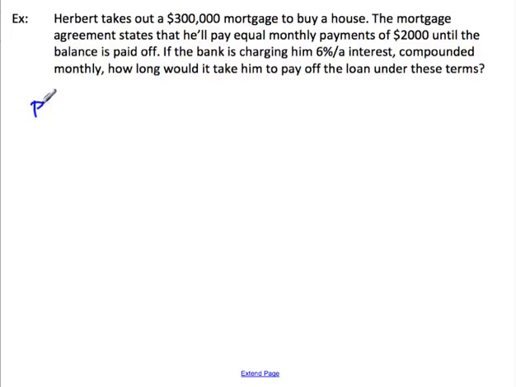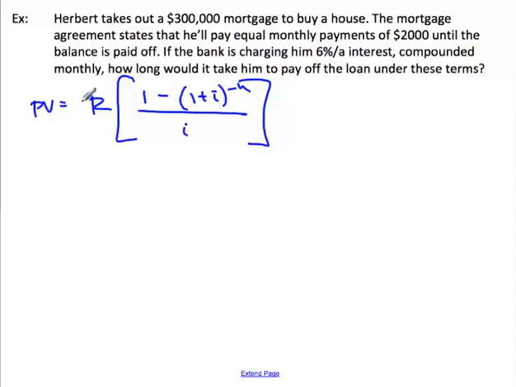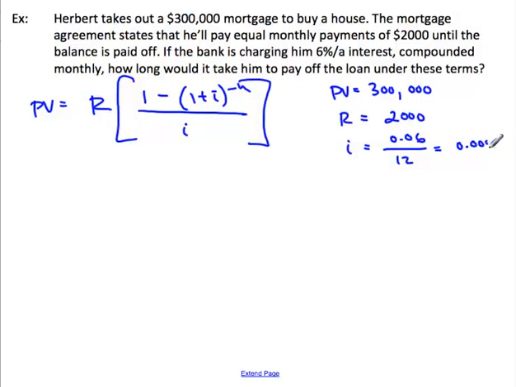So here's the formula that we just looked at. And we know that the present value is given to us in the question as $300,000. The regular payment that he's going to be making is $2,000. The interest rate per compounding period is 0.06 divided by 12, which we can simplify to 0.005. And n, the number of compounding periods, is what we don't know and what we're looking for in the question.